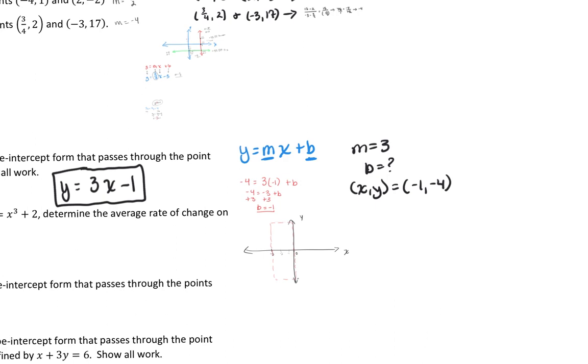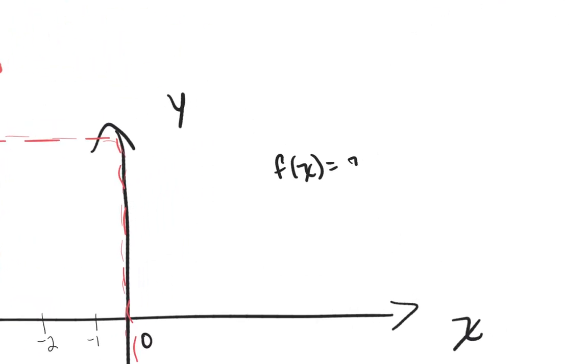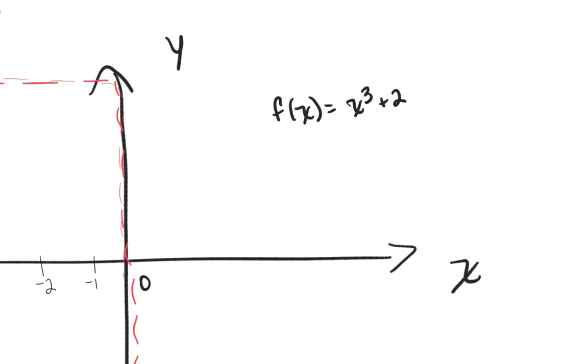So if we know f of x is equal to x cubed plus 2, we can plug in our x is 0, so we can find f of 0. So f of 0 would be 0 cubed plus 2. F of 0 equals 2. Same thing with our -3.